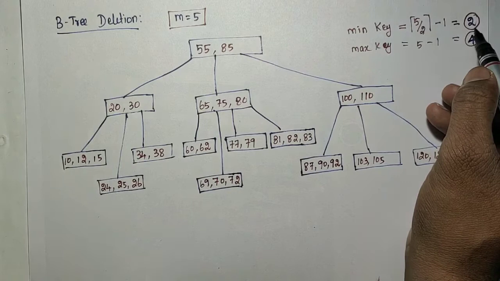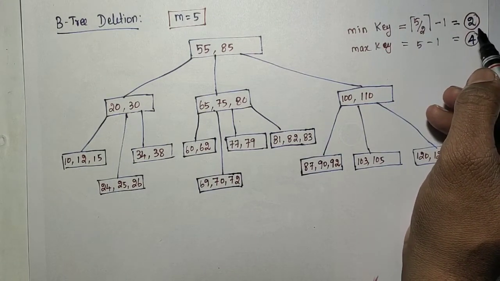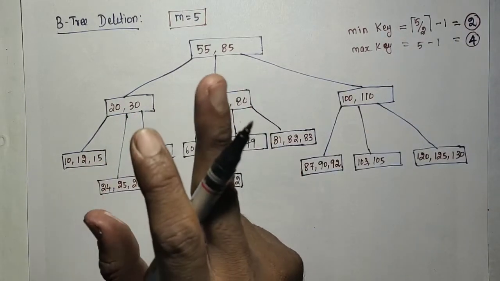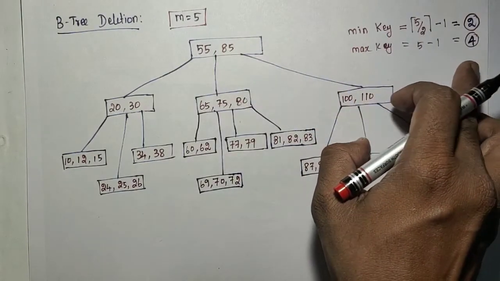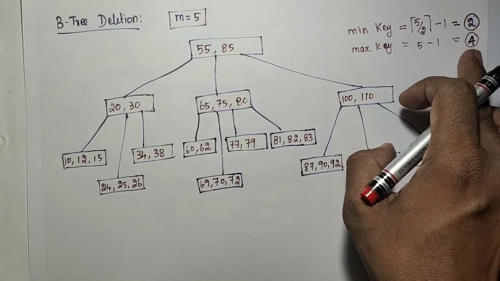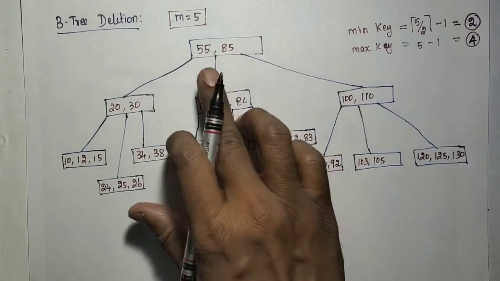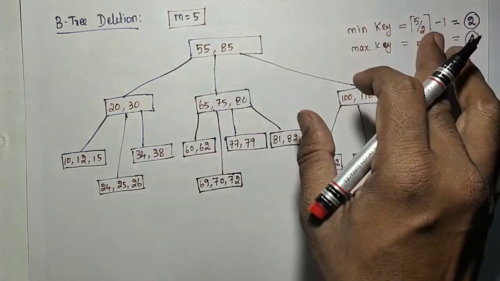So it should have at least two elements in each node. Each node should have at least two elements, and a maximum of four elements, that is m minus 1 elements. So the maximum number of keys is 4, that we have defined. This is the example we have taken, and the root can have a minimum of 1.